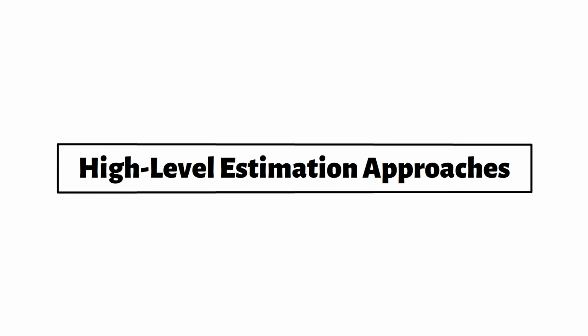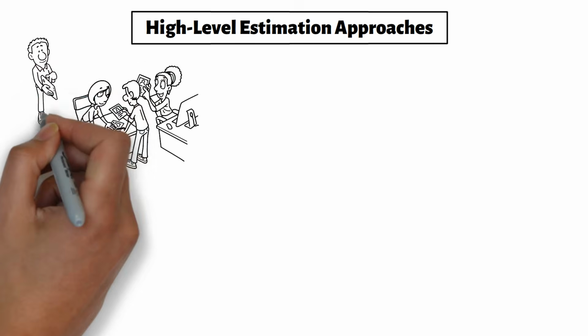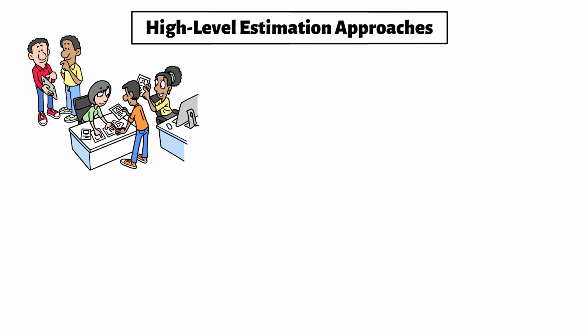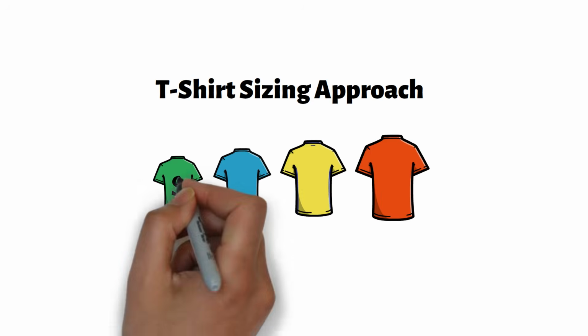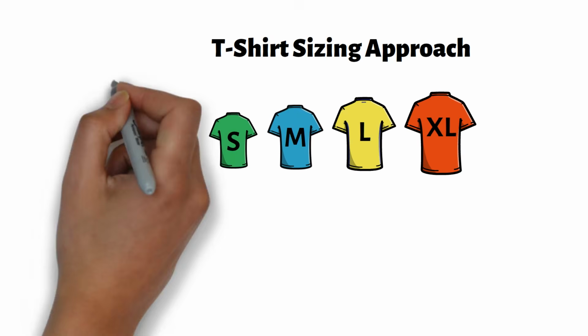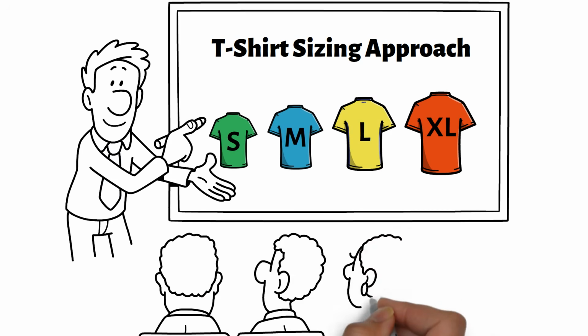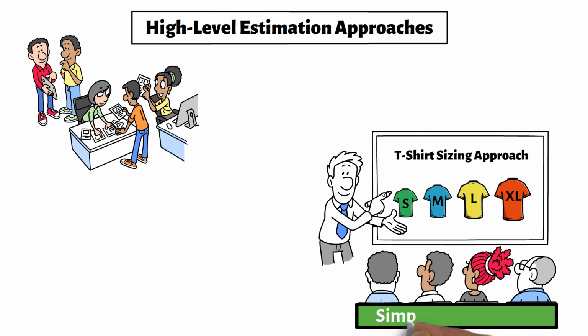Now let's look at some of the common estimation approaches Agile teams use. Different teams may use different methods depending on where they are in planning and how much information is available. One lightweight approach is t-shirt sizing. Stories may be categorized as small, medium, large, or extra large. This works well during early backlog refinement, when teams need quick, rough estimates before detailed discussions happen. The advantage is simplicity and speed.